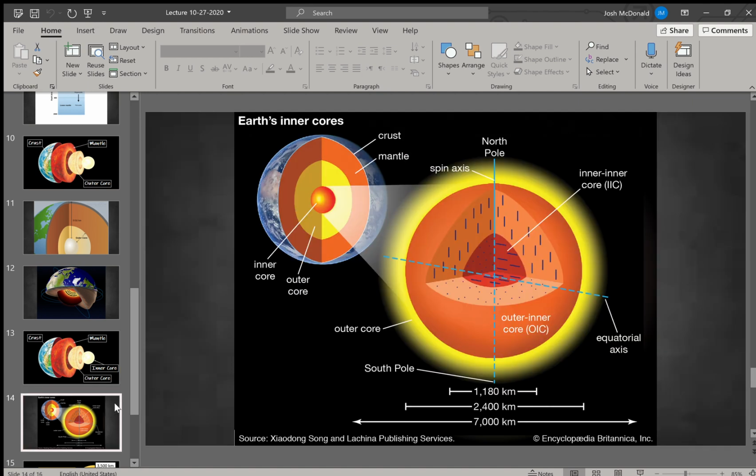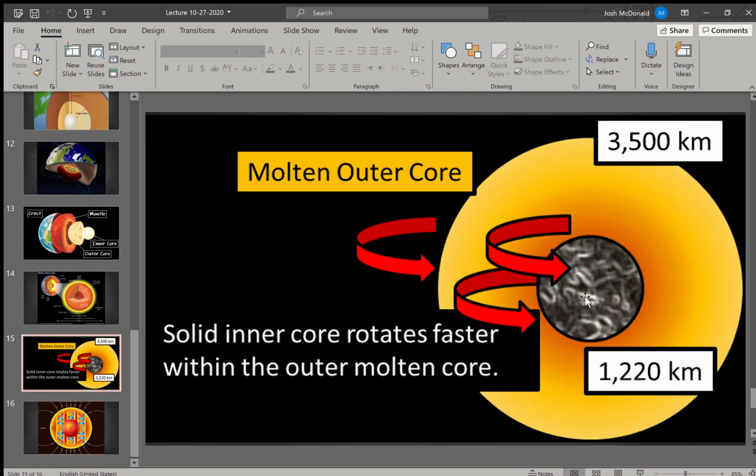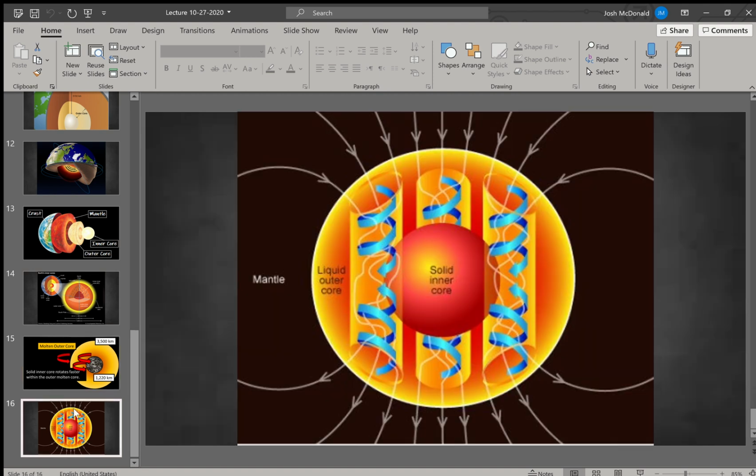Now what scientists are thinking is that they're breaking this inner core into more layers, and they're saying that it has an inner inner core, and then an outer inner core, and then a shell that goes around it. But it actually spins on the Earth's axis as well, and this creates, as I mentioned, the magnetosphere, the Earth's magnetic field. It will create gravity, so you have heat, and as it spins, it rotates faster within this molten outer core, and that is what creates the magnetic field.